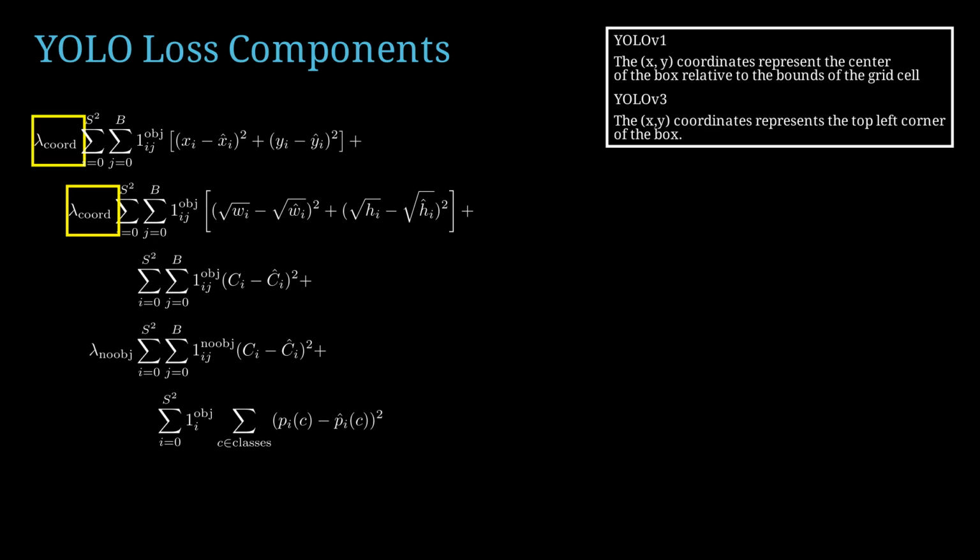The X and Y values in the output neurons in YOLO 3 are the top left corner coordinates, but in YOLO 1, they are the center of the box, relative to the bounds of the grid cell which predicts the bounding box.